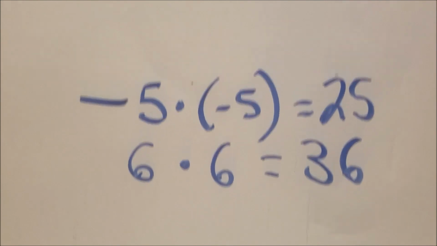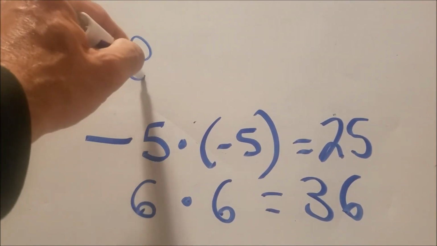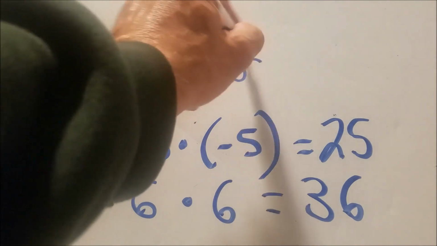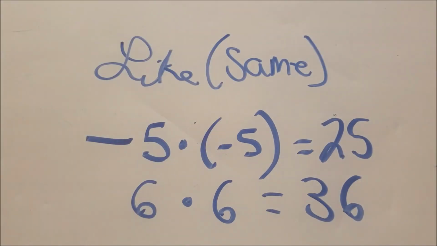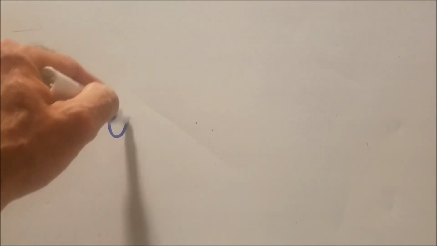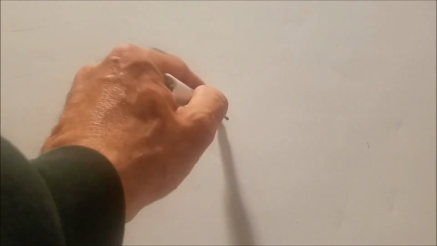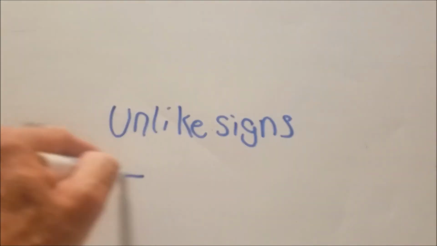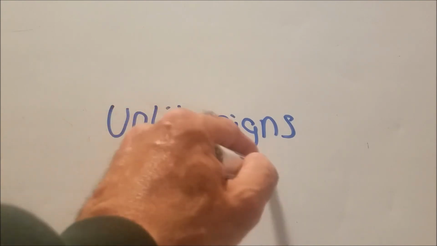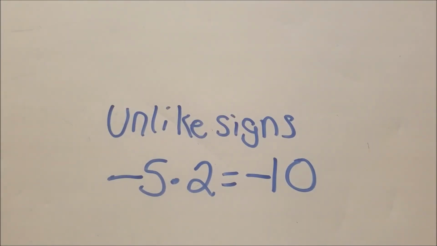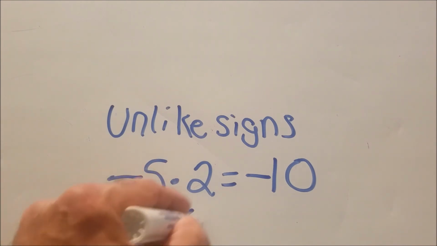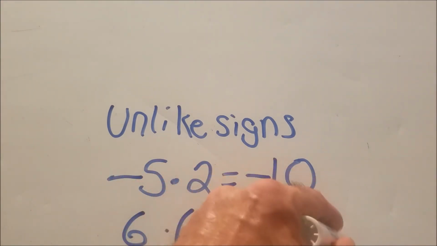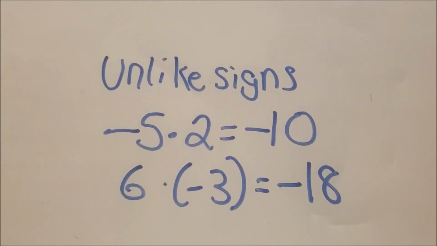So let's write it up here. Like signs, the same sign is positive, right? So it follows then that unlike signs are negative. So a negative 5 times 2 would be negative 10. They're unlike signs. 6 times negative 3 will be negative 18. They're unlike signs, not the same signs.